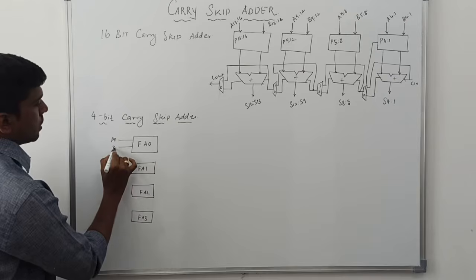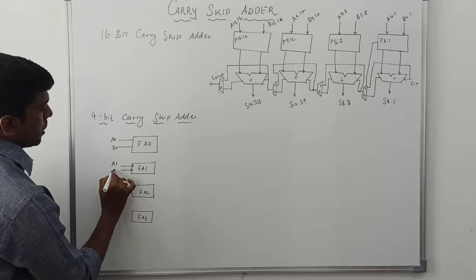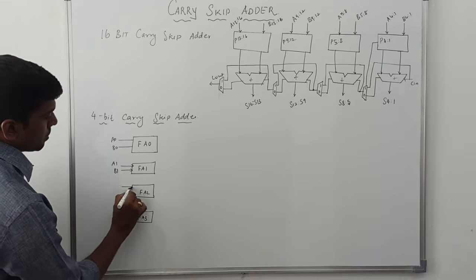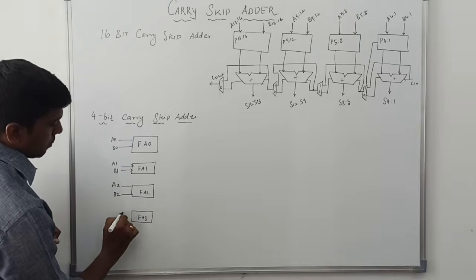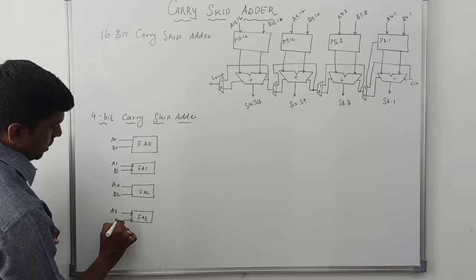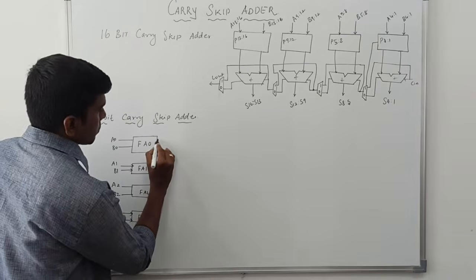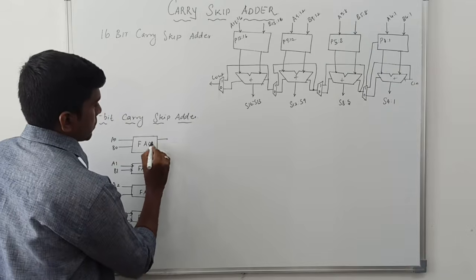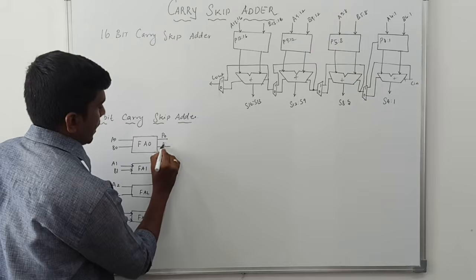A0 and B0 are the inputs of the first full adder. A1, B1 is the input of the second full adder. A2, B2 is the input of FA2. A3, B3 is the input of the fourth full adder circuit. Then here the outputs are P0 and S0.